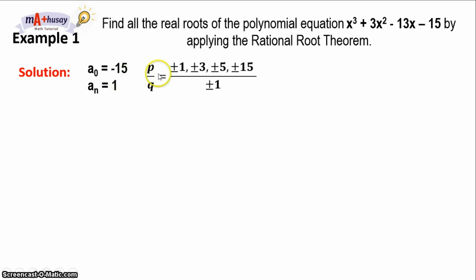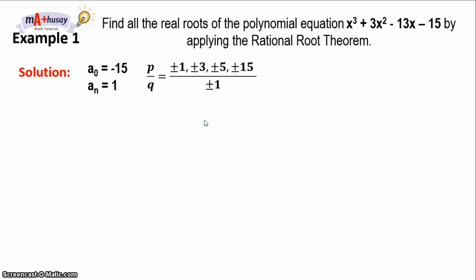So, this time, we will list down all the factors of a sub 0 and a sub n. We know that p is the factor of a sub 0. So, the factors of 15 can be positive or negative 1, positive or negative 3, positive or negative 5, and lastly, positive or negative 15. For a sub n, which is equal to 1, the factors are either positive or negative 1.